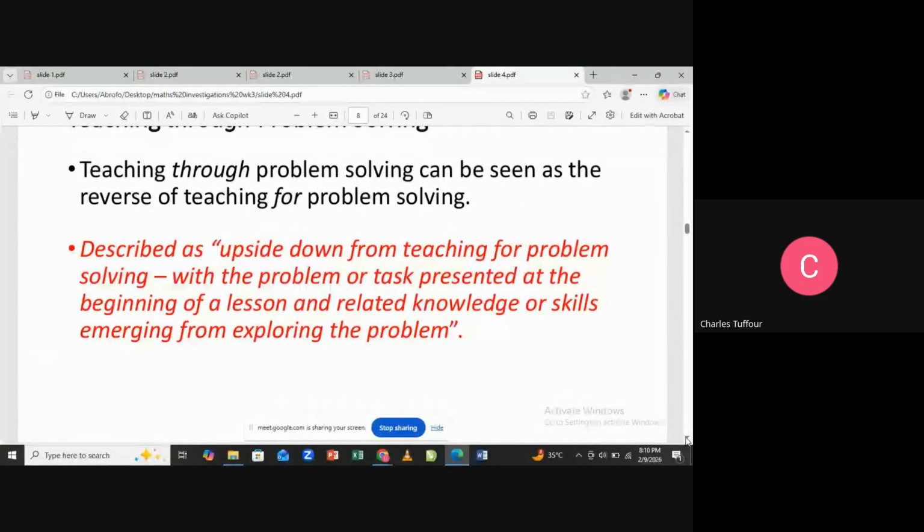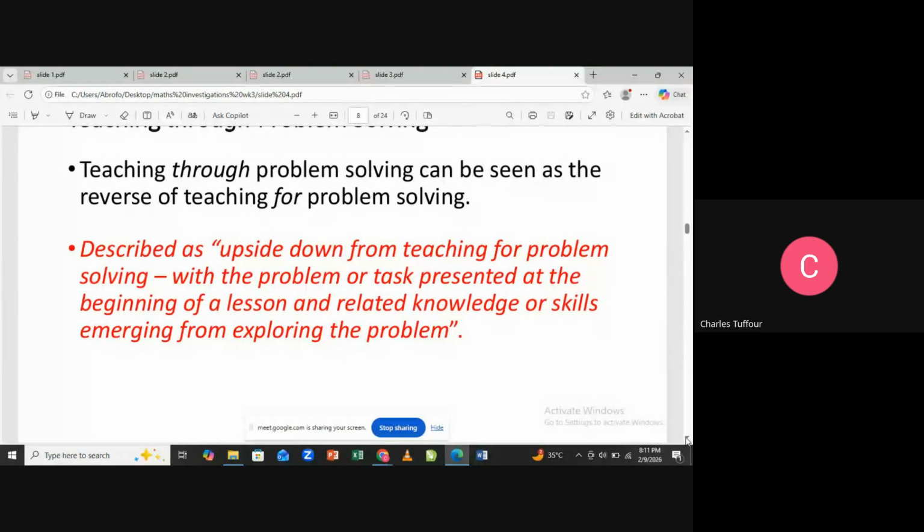Please pay attention and listen well. I will not go back again. For teaching for, you give them the formula, the pattern, for them to use it to solve the problem. But for teaching about, you guide them to deduce the formula, the pattern, before they solve it. But for teaching through, you first give them the problem without giving them any pattern, without giving them any formula, without guiding them to deduce any formula.